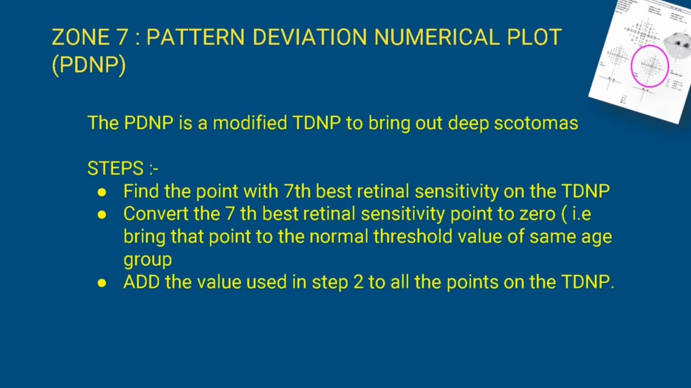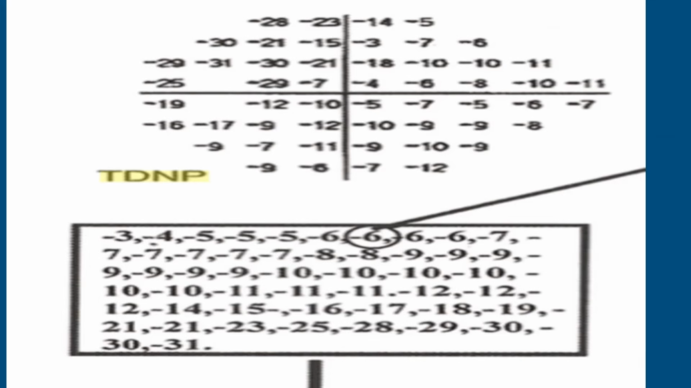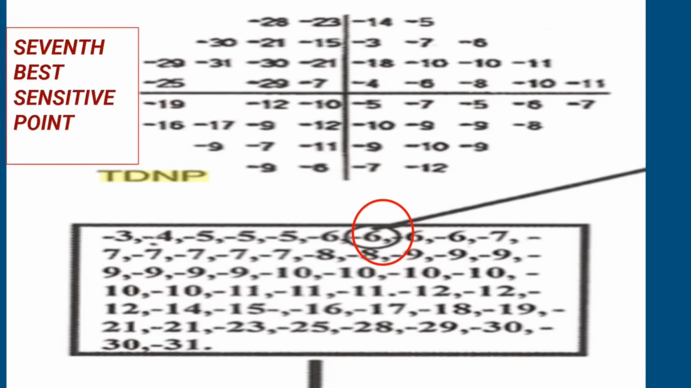Zone 7. The pattern deviation numerical plot is a modified total deviation numerical plot to bring out the deep scotomas. So how do we convert TDNP to PDNP? Let's find out. Step number 1. Find out the 7th best retinal sensitivity point. In this TDNP, it is -6 decibels.